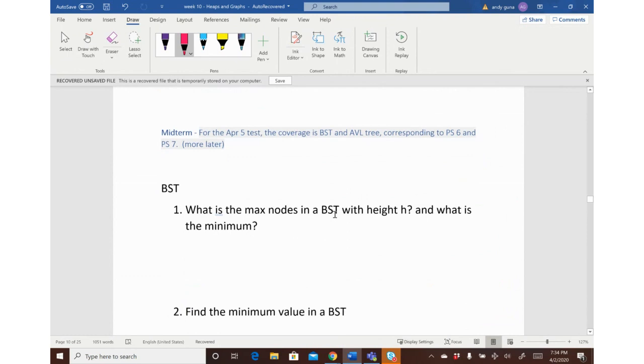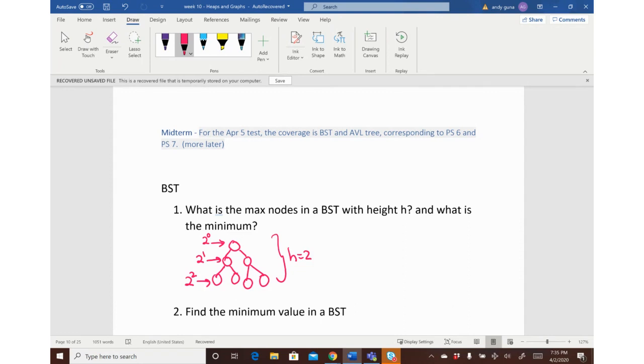All right. Let me ask you a question. What's the maximum number of nodes in a BST with height h? Let's say we take a BST like this. Maximum nodes means that they are all full. The height is the number of edges from top to the bottom. At level 0, you have 2 to the 0 vertices. Level 1, you have 2 to the 1 vertices. Level 2, you have 2 to the 2 vertices. So for this tree, the height is 2.